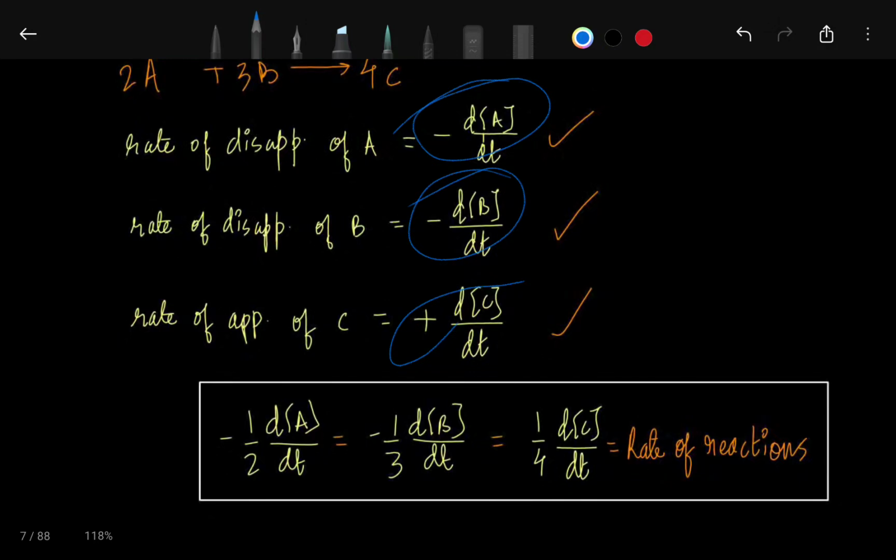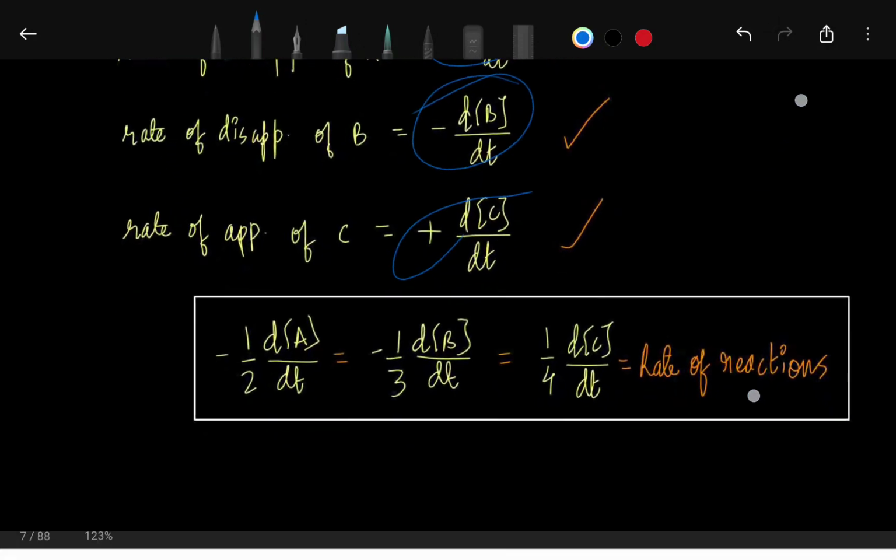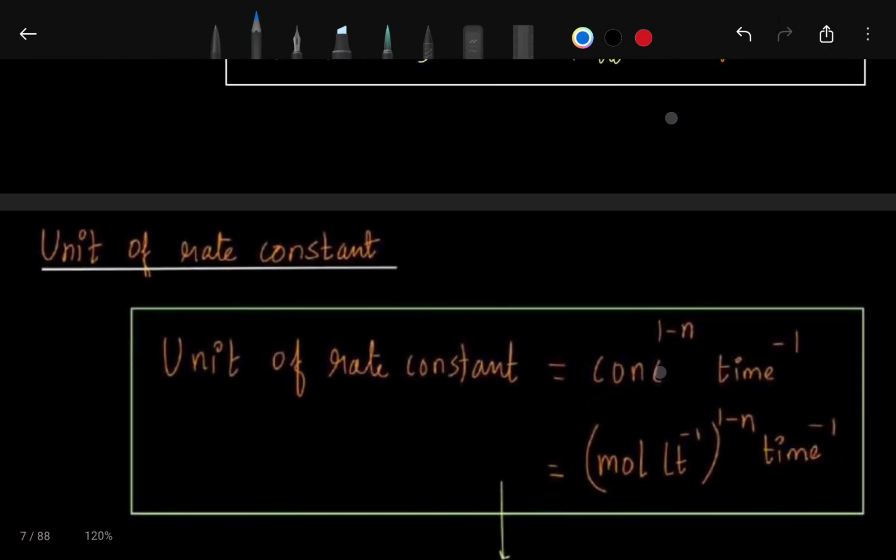So when we use the rate law, we write minus 1 by 2 dA by dt equals minus 1 by 3 dB by dt equals 1 by 4 dC by dt. It's called the rate of reaction. Next is the unit of rate constant.